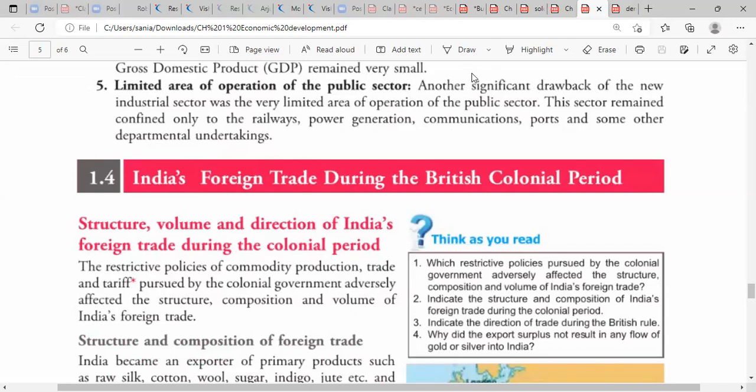So foreign trade. Now, ma'am, what is foreign trade? So first of all, what is trade? Trade is basically when you are going to import something and export something. That is trade, right?